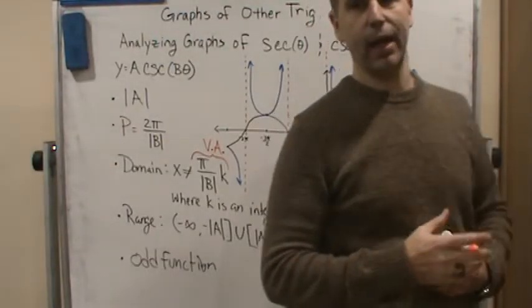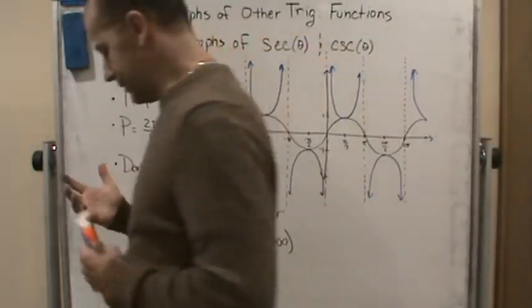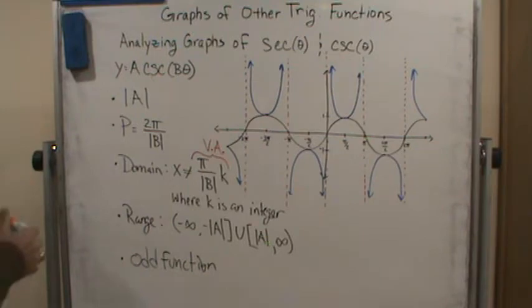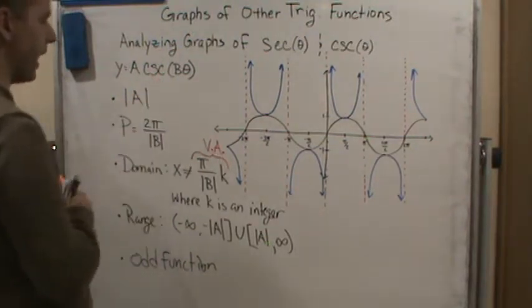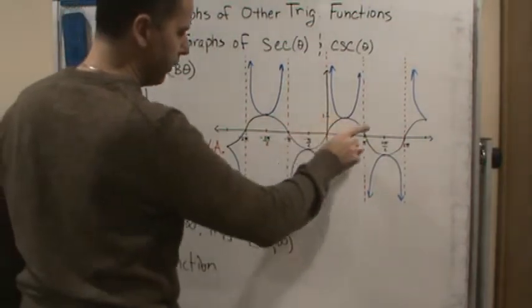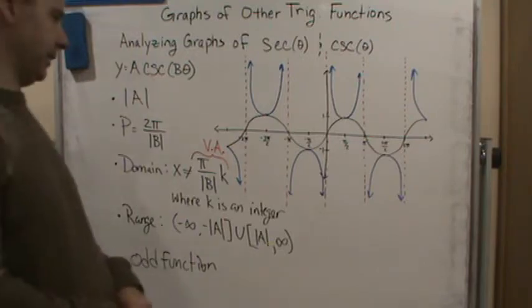Okay, so welcome, and now we're going to talk about the cosecant function. Just like the secant function is a reciprocal function for cosine, cosecant is a reciprocal function of sine. So we can gain a lot of information from looking at the sine function very similarly to the same way we looked at the cosine function for secant.